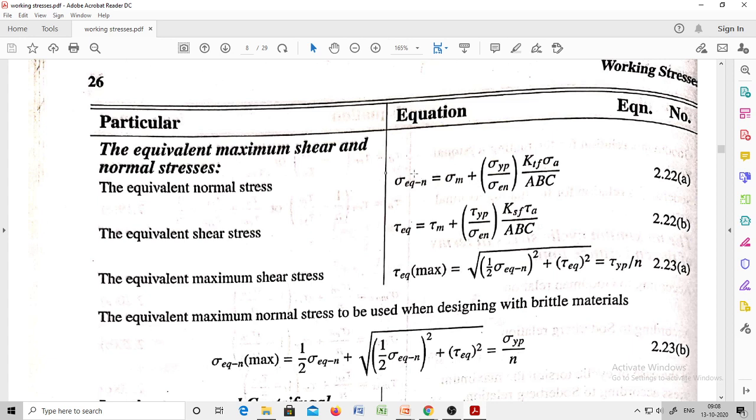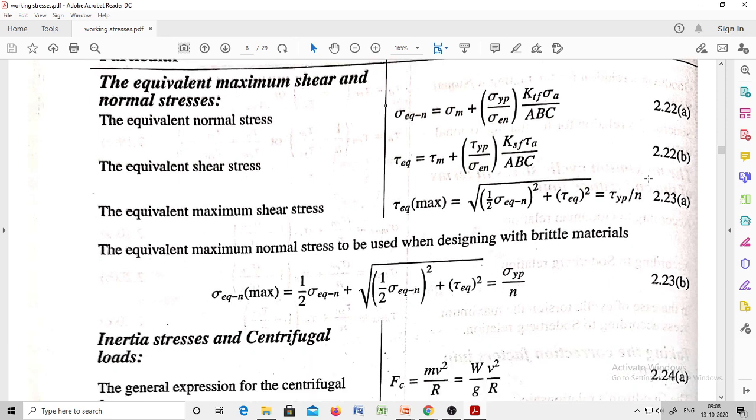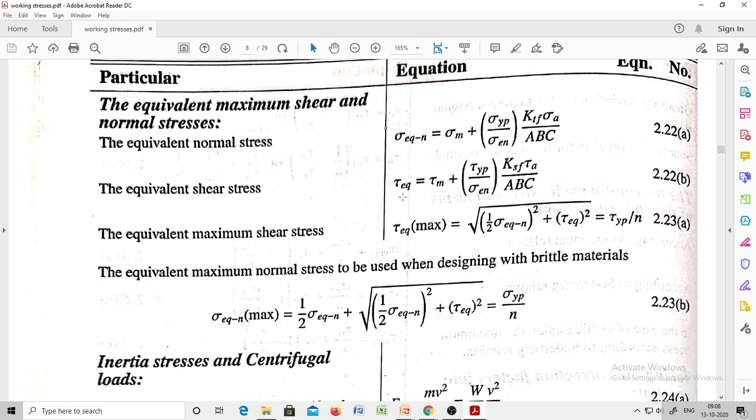Once you get the value of equivalent normal stress and the equivalent shear stress, then you can find out either the maximum stress or the dimensions with the help of these two equations. That is equation 2.23a, by using maximum shear stress theory, and equation 2.23b, using maximum normal stress theory. Now, how to find out the value of tau eq and sigma eq? It all depends on the calculation of the mean stress as well as the amplitude stress.